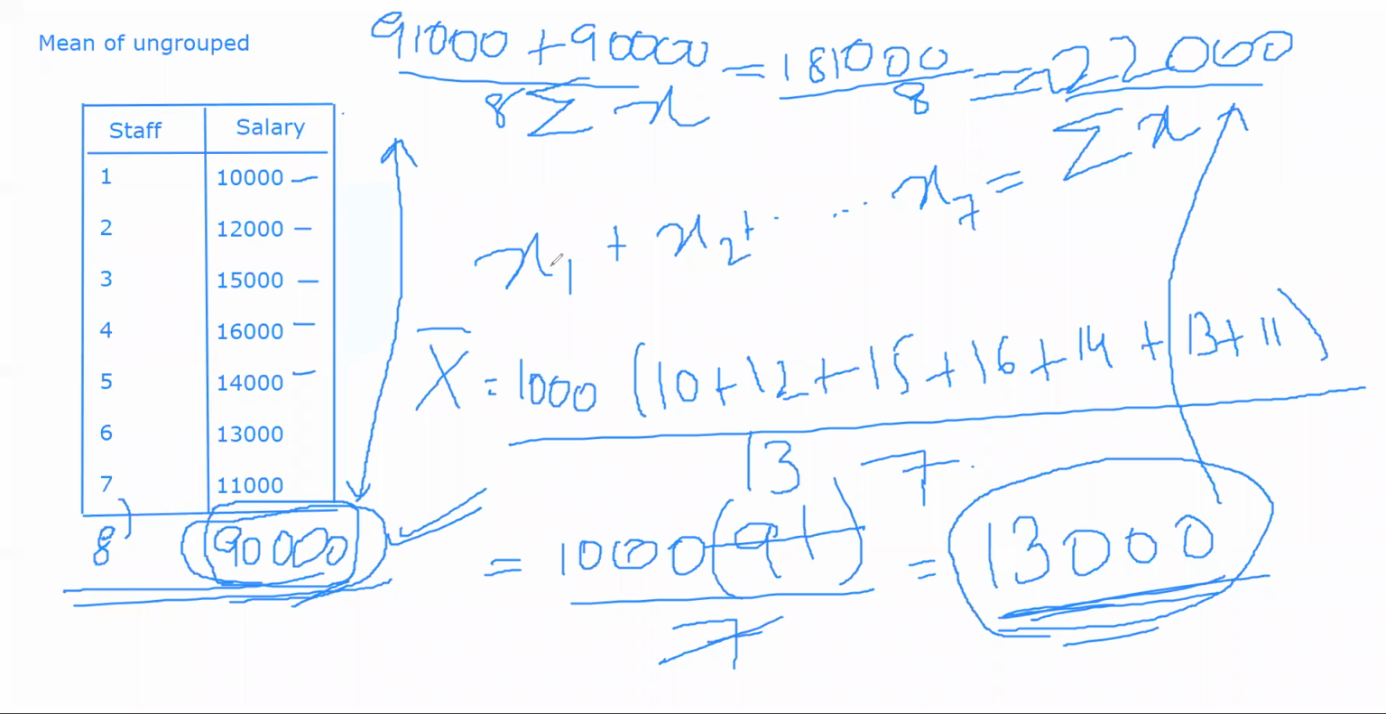This is the direct method. Now we have something called the assumed mean method. What do we do in the assumed mean method? Let's suppose we have a condition like this. Yes, here we took 1000 out, right? Sir, because yeah. Do you have a doubt?